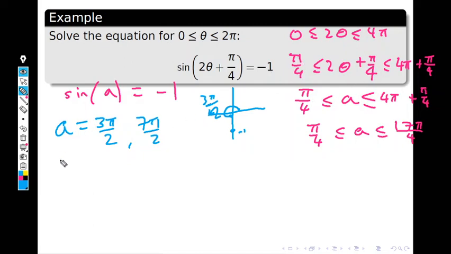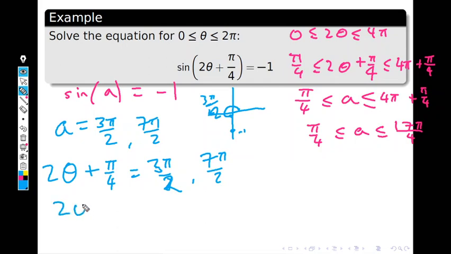So now what we have to do is undo our substitution. So we said A was all of this mess. Well, we've got to bring the mess back. So we've got 2 theta plus pi on 4 is equal to all of these things. So we've got to do the algebra to everything, yeah? A bit messy, but 3 pi on 2, 7 pi on 2.